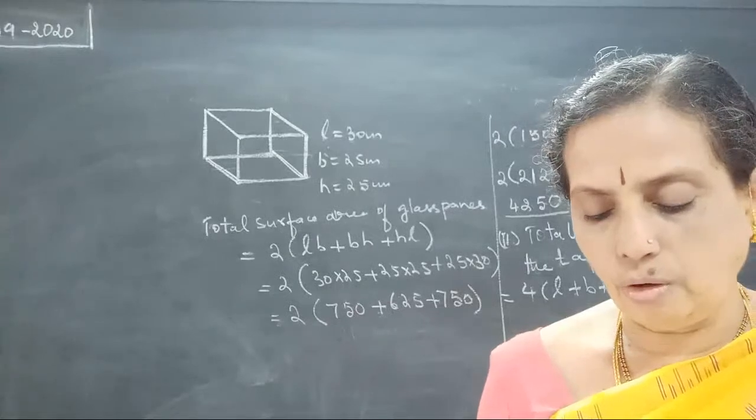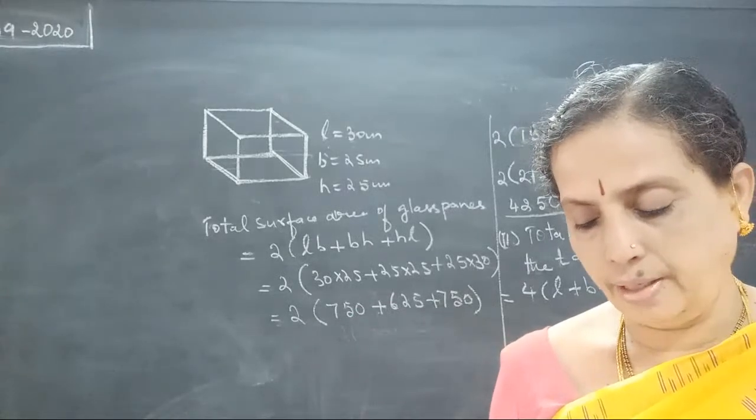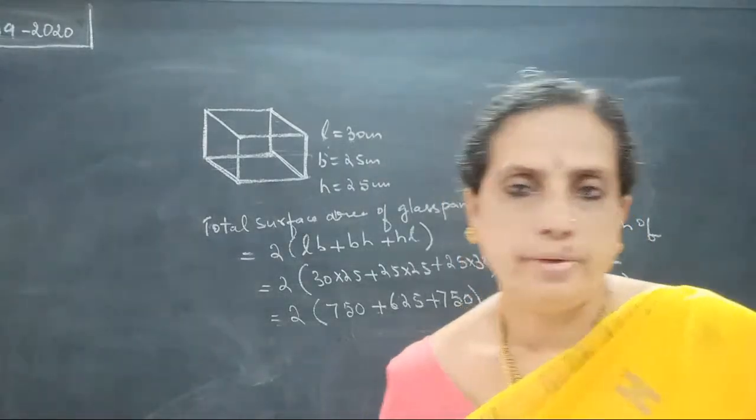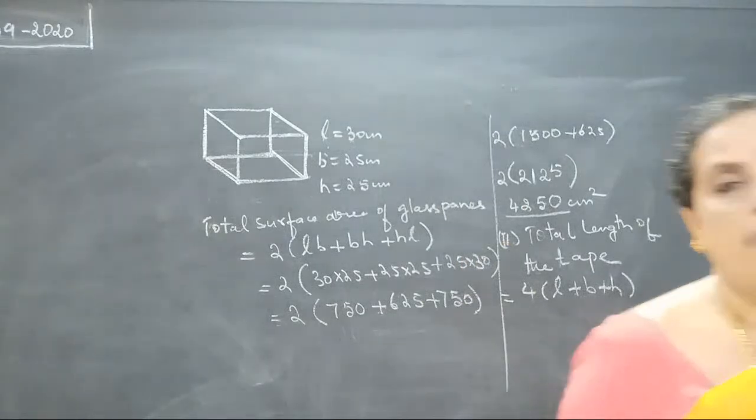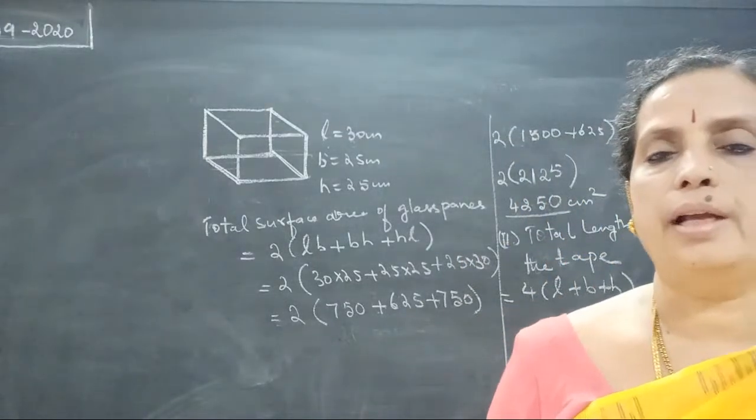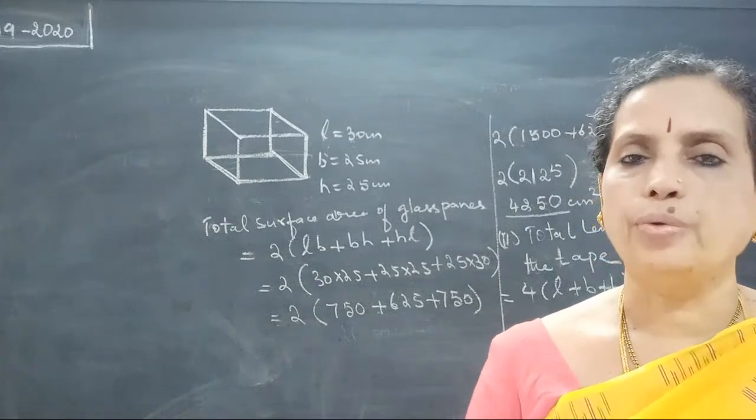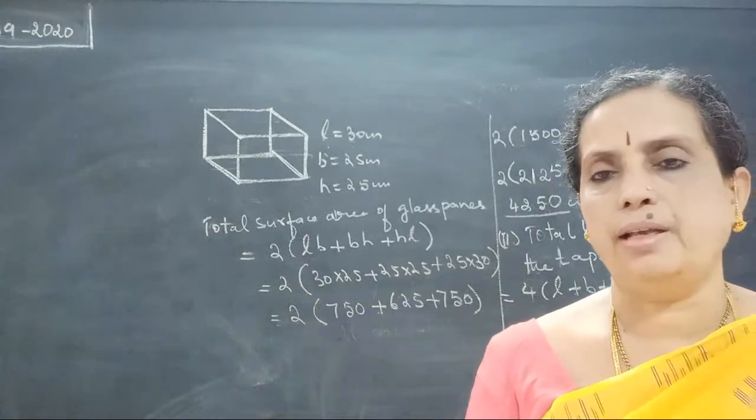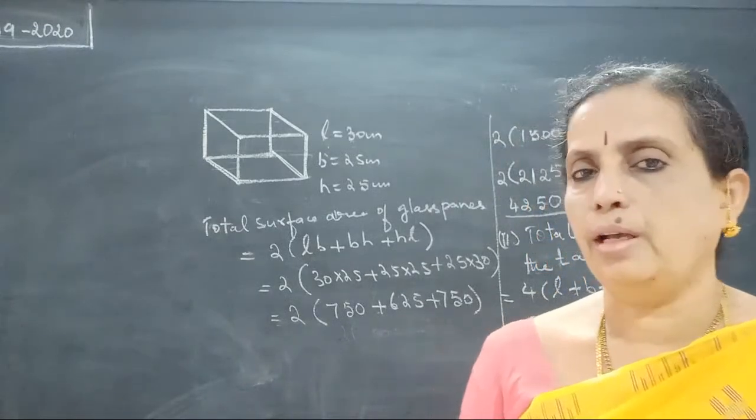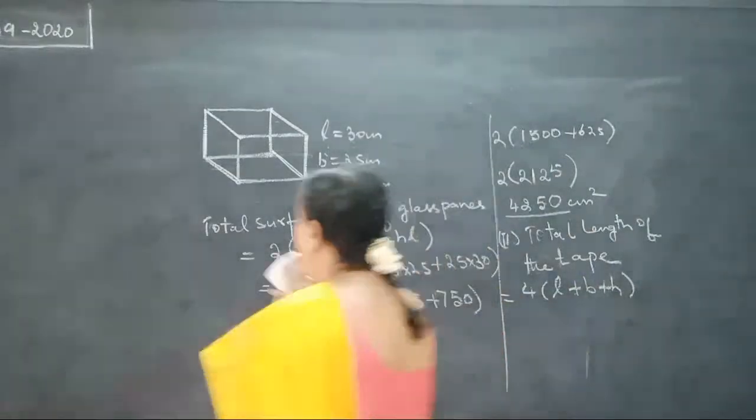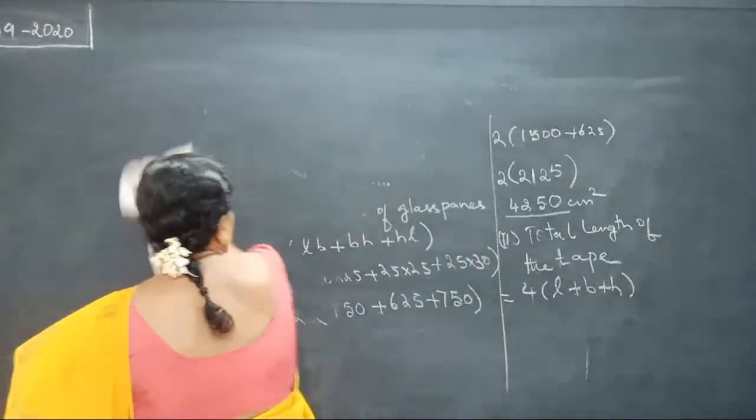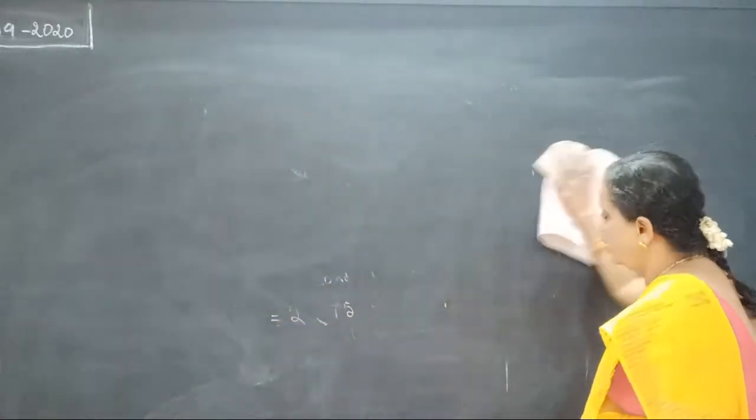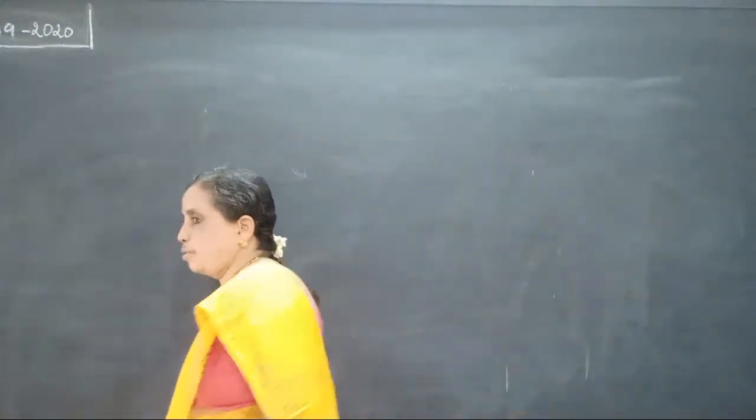Find the ratio of the total surface area and lateral surface area of a cube. When they ask the ratio, no dimension is given. Let us consider the side of a cube as a unit, and we require the ratio between the lateral surface area and total surface area. And we know the formula: lateral surface area is 4a square and total surface area is 6a square.